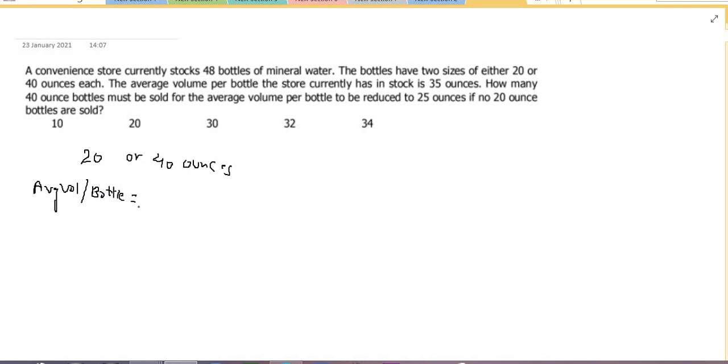is given as 35 ounces. Now how many 40 ounce bottles must be sold for the average volume per bottle to be reduced to 25 ounces if no 20 ounce bottles are sold? So okay, we will come back to that part later, but right now let's figure this information out, which is given in the first two statements.